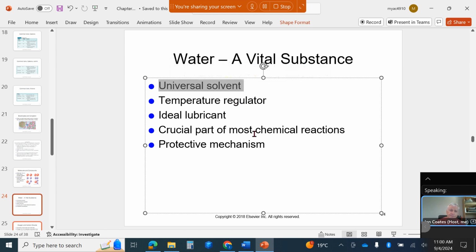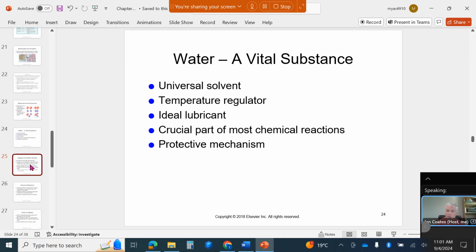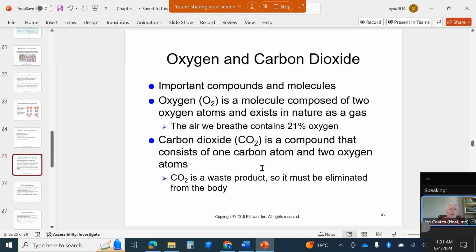Temperature regulator. Absolutely. The whole idea of releasing sweat. The sweat is just hot water, and if you get the hot water out of the body, temperature cools. Ideal lubricant. Crucial part of most chemical reactions. Okay, solution chemistry, we'll get into that. Crazy important. Protective mechanism. Without water, it wouldn't be around. So let's get on with things, shall we?